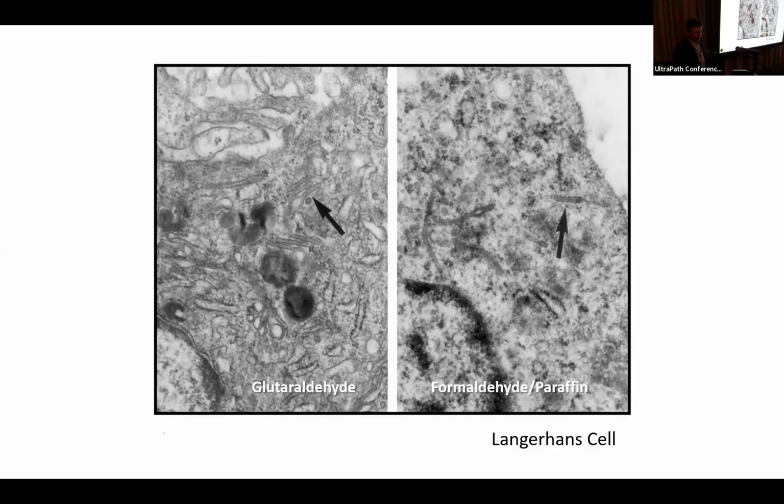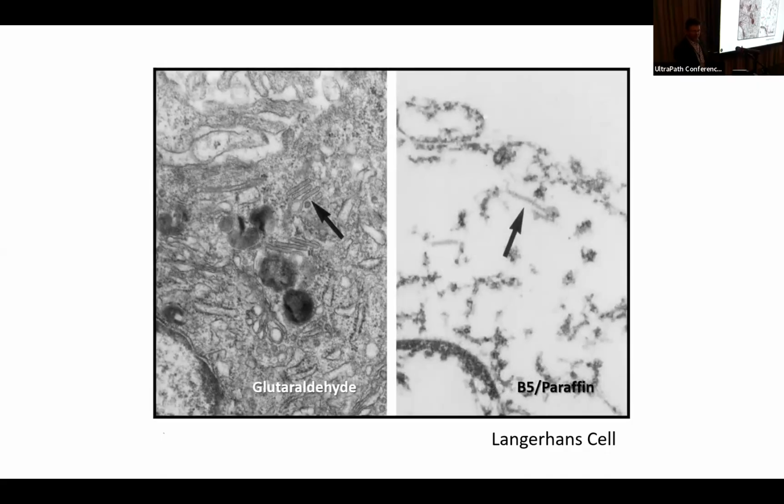If you try to deparaffinize something, you're going to lose a little bit more of that preservation. But again, maybe you could still make out that these are Birbeck granules. But that's about as far as we want to go. Anything more than that, probably don't even bother to attempt looking at tissues that have been fixed with other light microscopic coagulative fixatives like B5 or Bouin's.